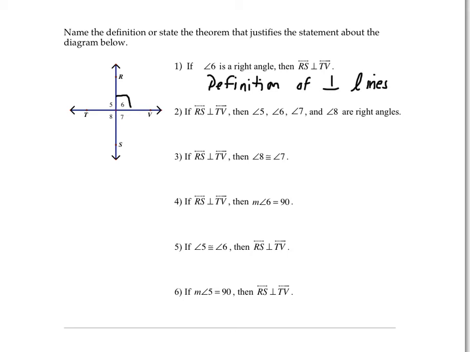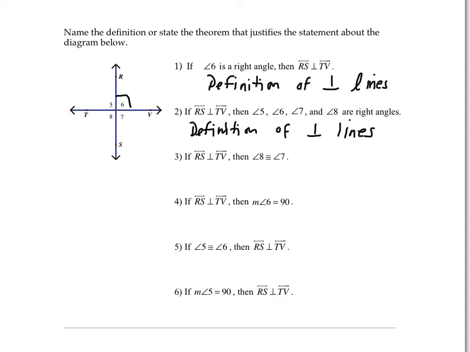In the second example, we're told that line RS is perpendicular to line TV, and as a result, it says that angle 5, angle 6, angle 7, and angle 8 are right angles. This is another example of the use of the definition of perpendicular lines. Again, we're told the lines are perpendicular. Our takeaway from that is to say that they intersect to form 4 right angles.